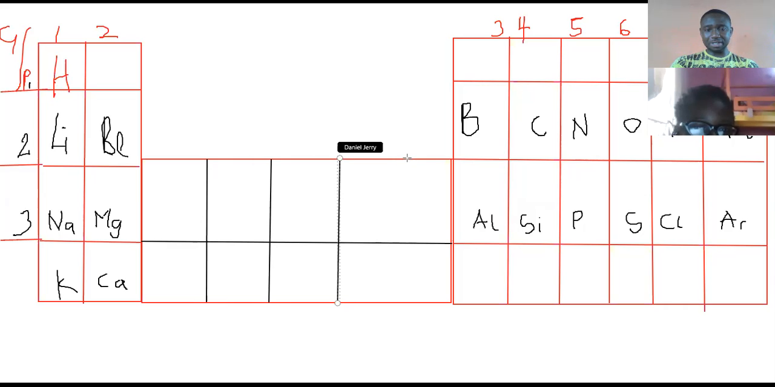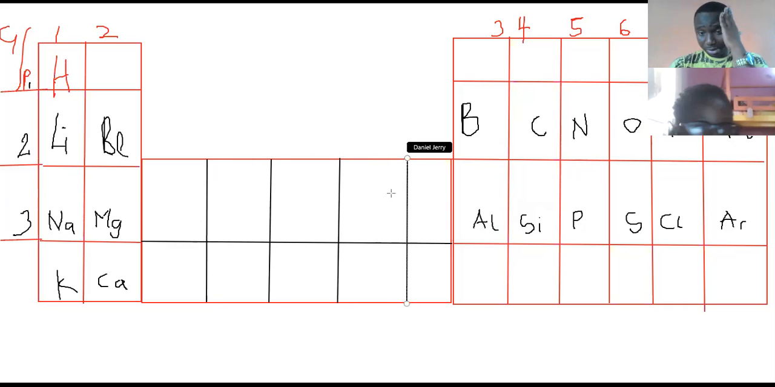Now I need you to notice something. Let's get to know the blocks now. Are you there? Yes, sir. Okay. Let's get to understand the blocks of elements now. Now we'll be talking about the S, the P, the D block. Hydrogen has just one proton, so it's going to be 1s. So this is the S.